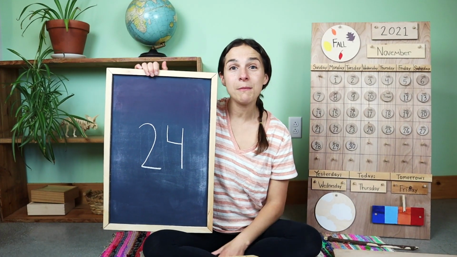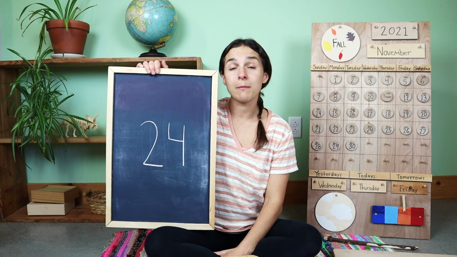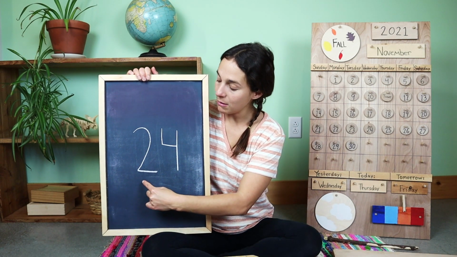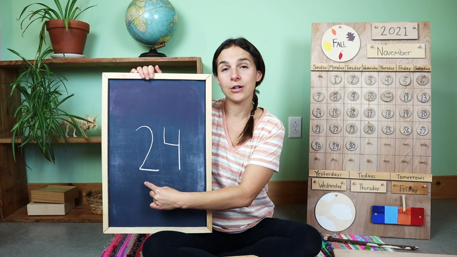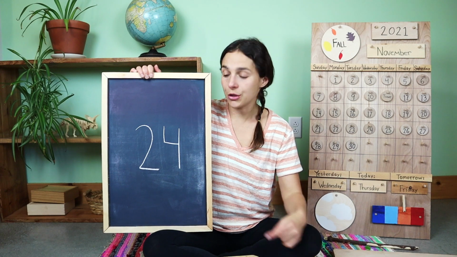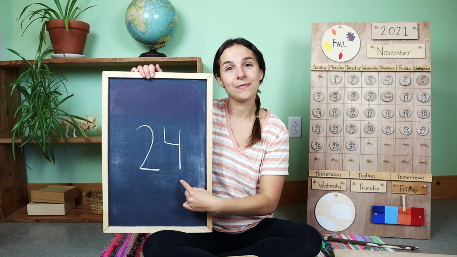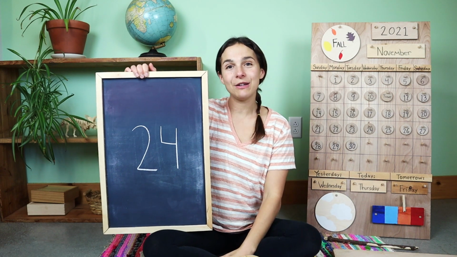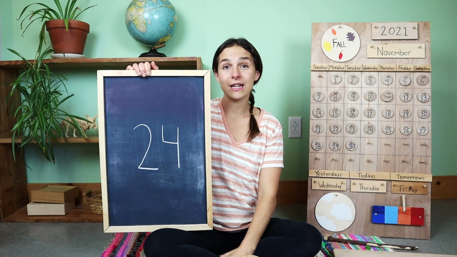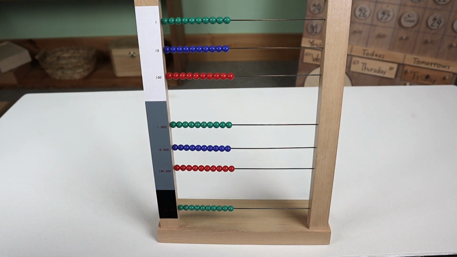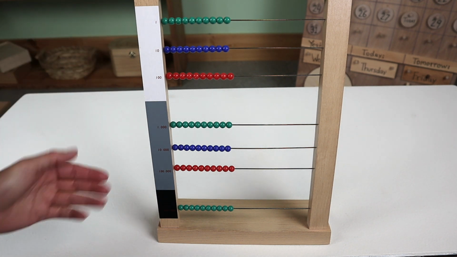Here's the double-digit number of the week. When you write the number 24, you have to write two numbers. Can you show me with your fingers what number you write first? 2. After the number 2, you write this number. 4. 2, 4. 24. Let's count the number 24 together using the large bead frame. This is how you count the number 24 using the large bead frame.